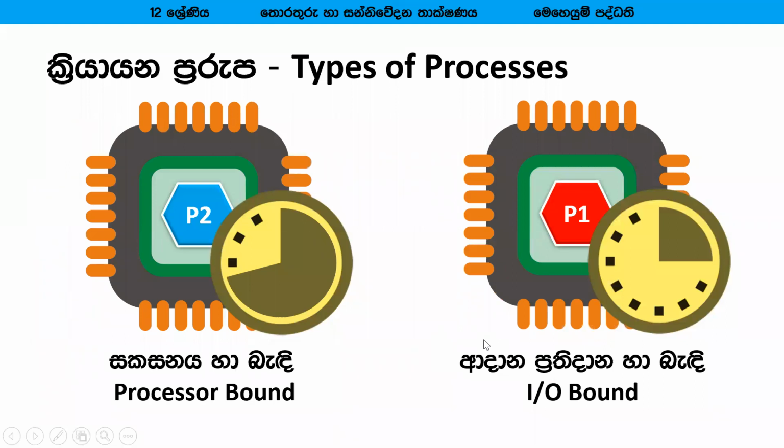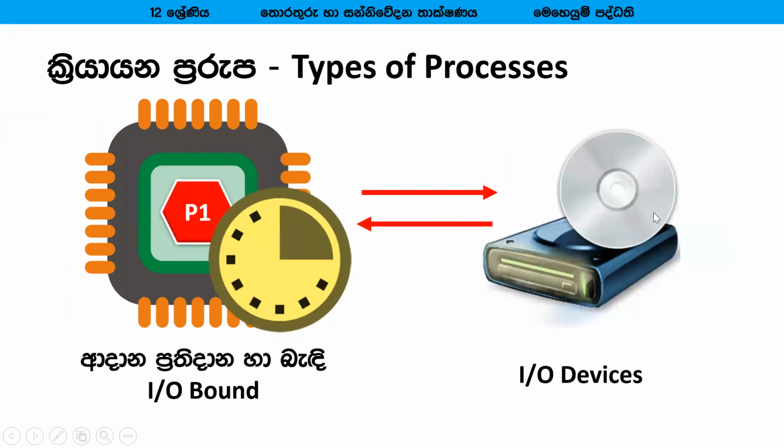So these are the types of process, right? Like processor bound process and the input output bound process. So this is the input output bound process, as I told you. It depends on the time period, or the speed of the input output device. So input output devices take much longer time to process things.